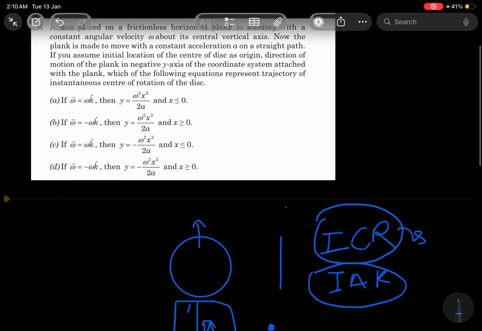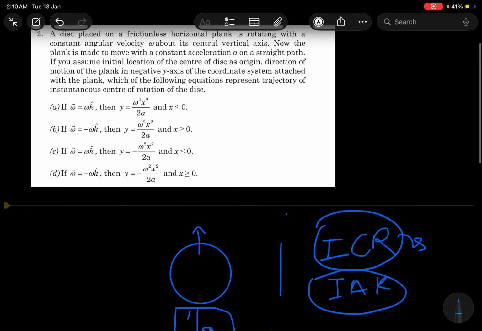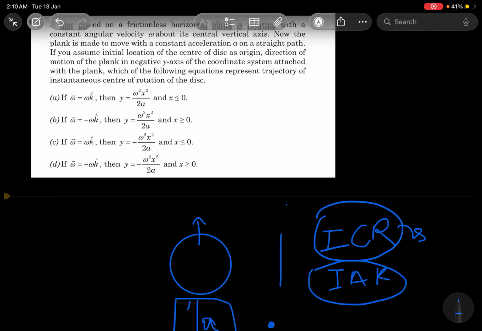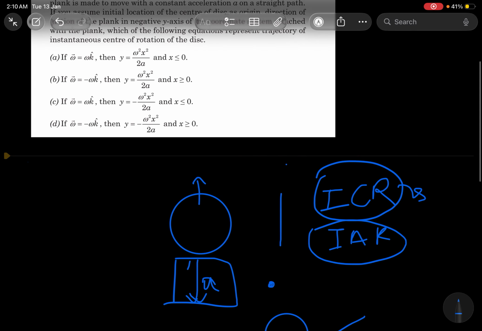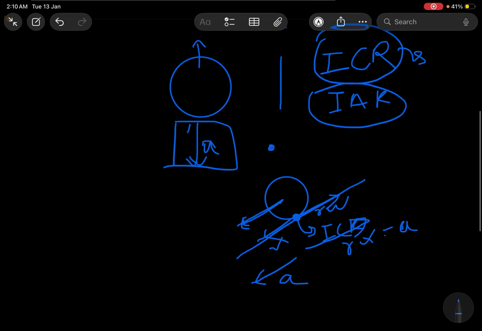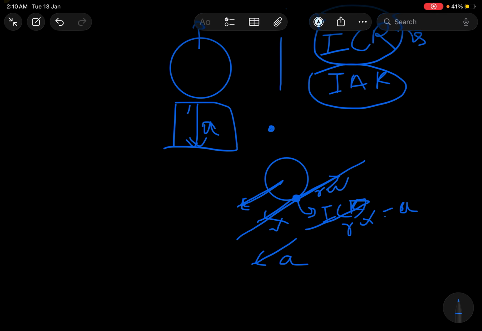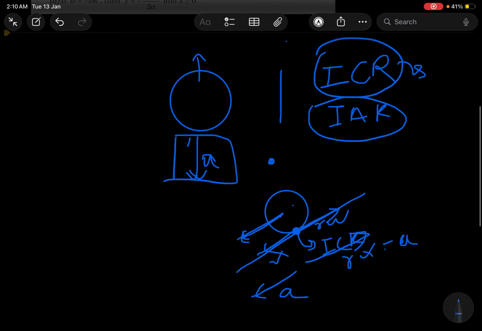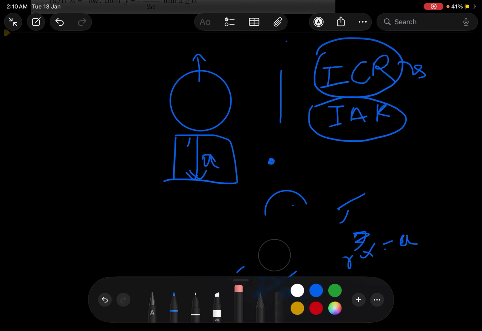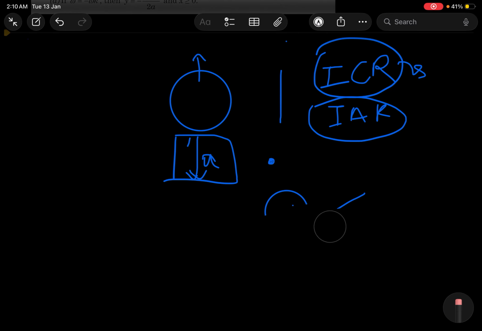So now let's move back to the question. We need to find the equation which represents the trajectory of instantaneous center of rotation of the disk. Now this instantaneous center, as you can see, is not on the disk itself. These ICR and IAR can be on the disk or can be outside of the disk also. Okay, so let's move back to the question. Let's try to understand what is happening. Because the language is a bit confusing, let's try to understand what is exactly happening.